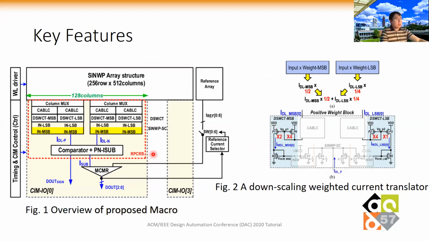We can see some of the features of this design. One of the features is a downscaling weighted current translator. This is because in this technology, I believe the RRAM current is very large if you turn on multiple rows. So at the end of the column there is a current mirror, trying to scale down the current of the column before you send the current to the ADC. So there's a current mirror to scale down the current here.